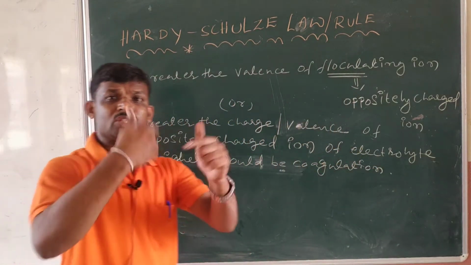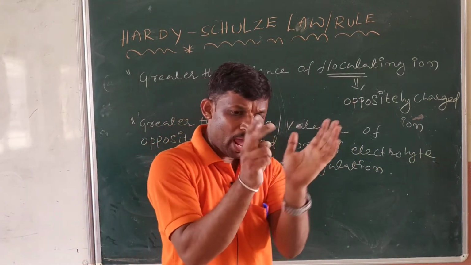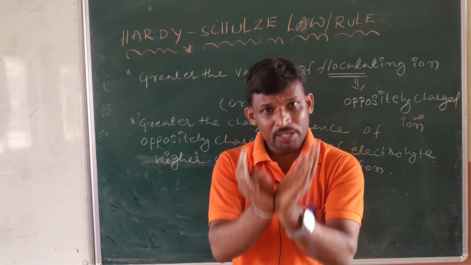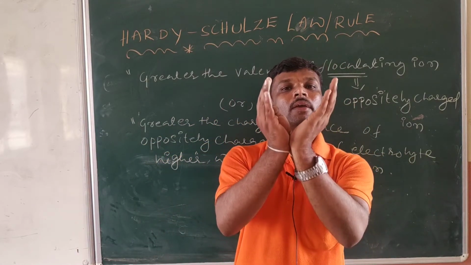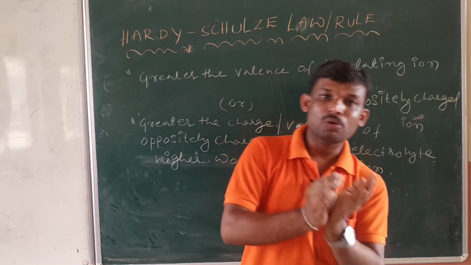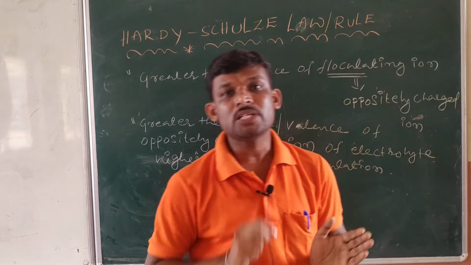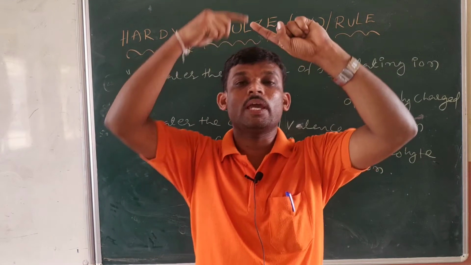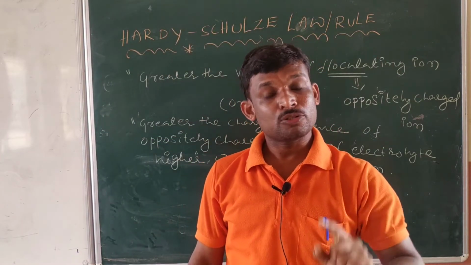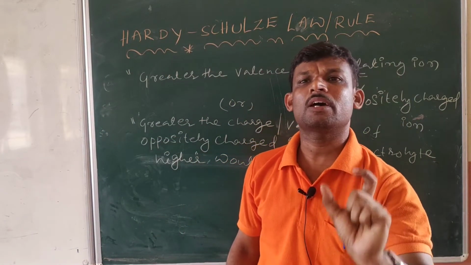Greater means here the charge will be greater. So when we are adding any electrolyte to the colloidal particles, the oppositely charged particles can show a higher charge. Then immediately coagulation or precipitation takes place.